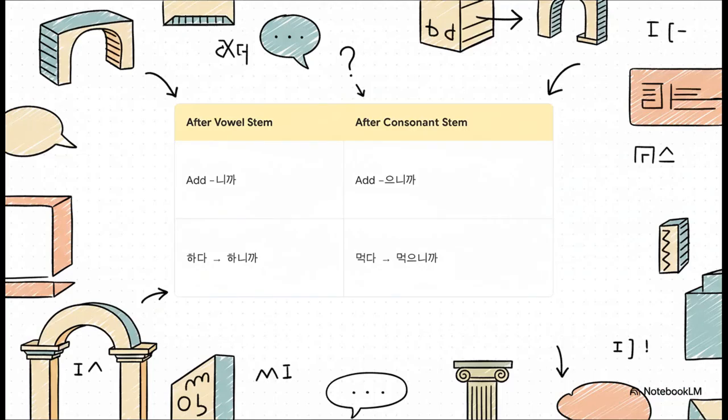Now, the best part about this is how simple the rule is. It really all just depends on one thing. Does the verb or adjective stem end in a vowel or a consonant? If it ends in a vowel, like 하다, you just tack on 니까. Easy. But if it ends in a consonant, like 먹다, you add 우니까 to make it sound smooth. That's it. That is the entire blueprint.